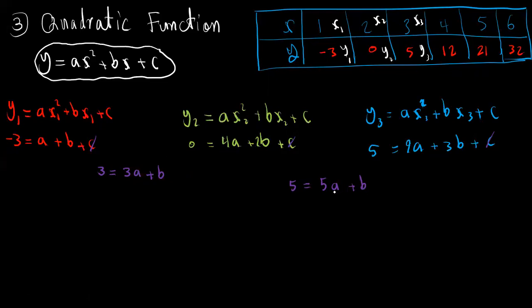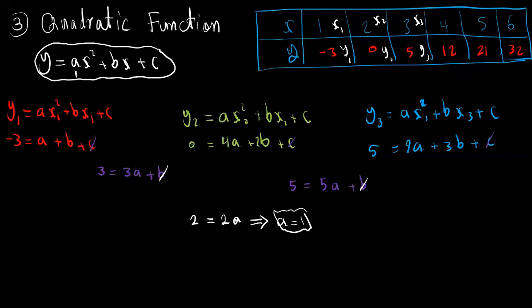Now I will get the second difference. I will subtract this minus this, okay? To get the second difference here. 5 minus 3 will be 2. 5a minus 3a will be 2a. b minus b will be cancelled. So here, what is the value of a? Yes, I got the first value of a. 2a equals 2, so a will be 1. So this is the first parameter. Okay, I got a equals 1.